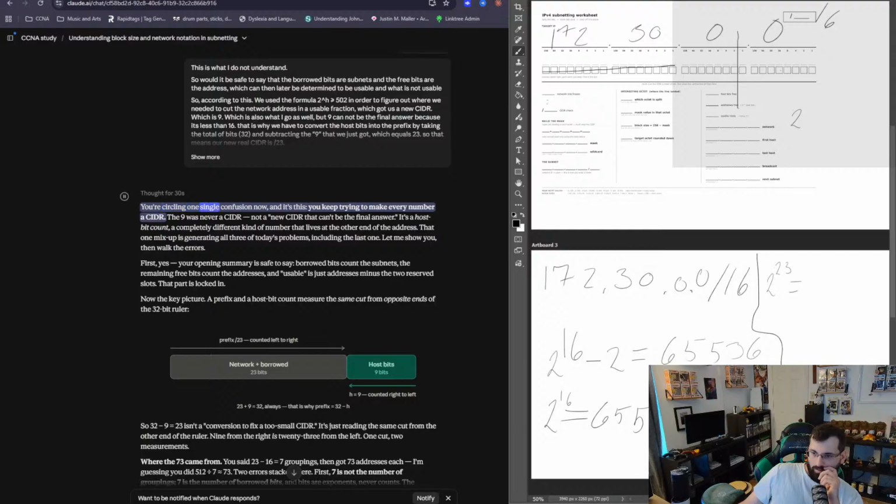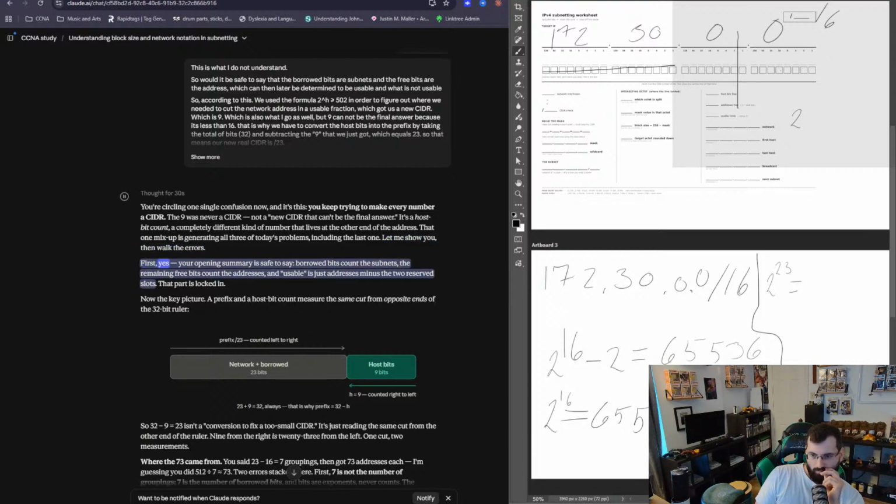You're circling one single confusion now, and it's this. You keep trying to make every number a CIDR. The 9 was never a CIDR, not a new CIDR that can be the final answer. It's a host bit count, a completely different kind of number that lives at the other end of the address. That one mix-up is generating all 3 of today's problems, including the last one. Let me show you, then walk the errors.